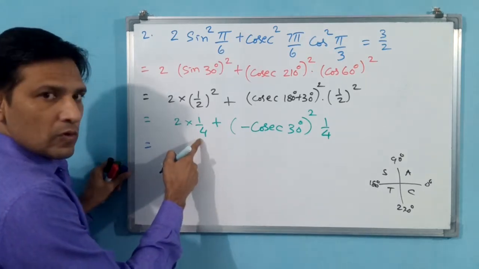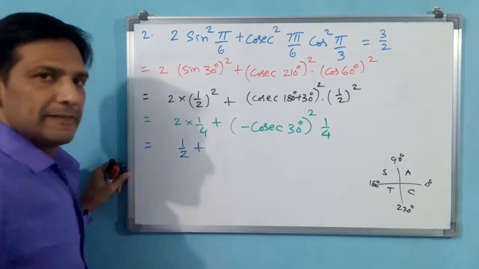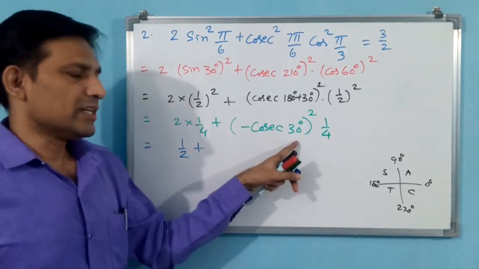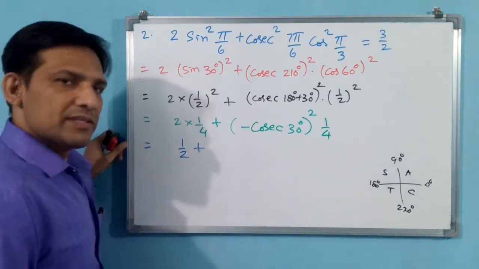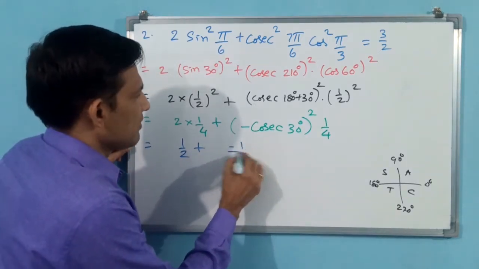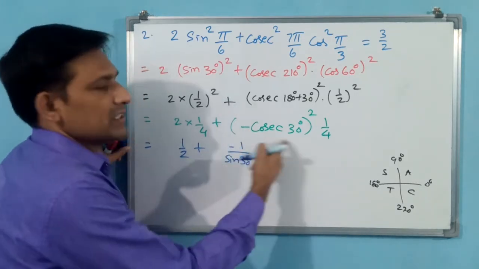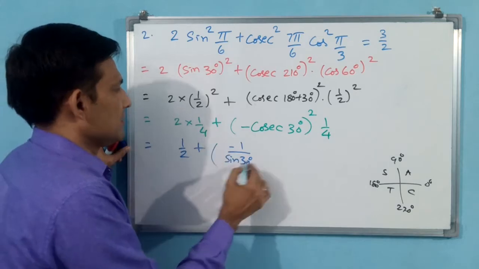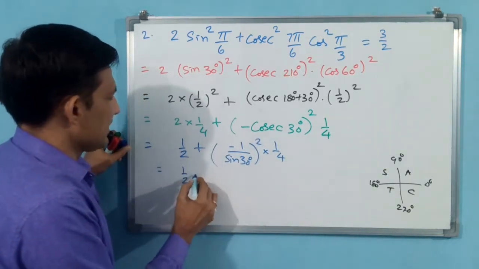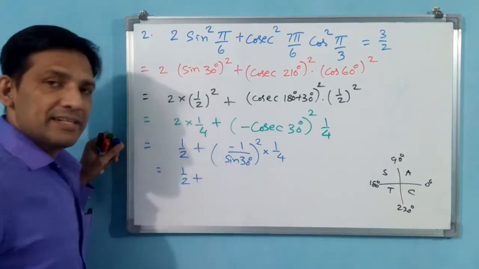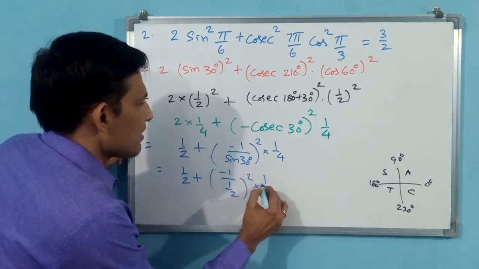Now 2 into 1 by 4. That means 1 by 2 plus minus cosecant 30 means how much? Minus 1 by sin 30. Cosecant theta is 1 by sin theta. Whole square into 1 by 4. So 1 by 2 plus, see, sin 30 is 1 by 2, minus 1 by 1 by 2 whole square into 1 by 4.